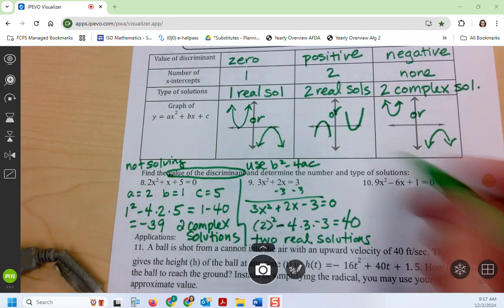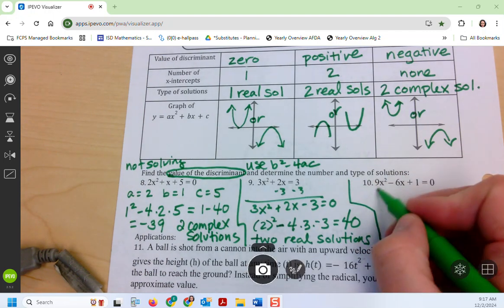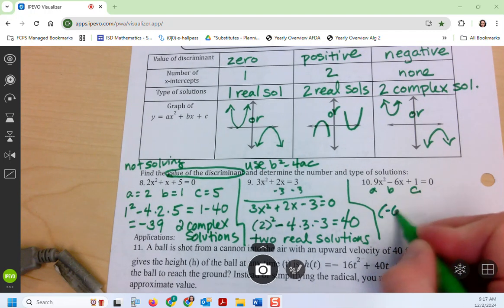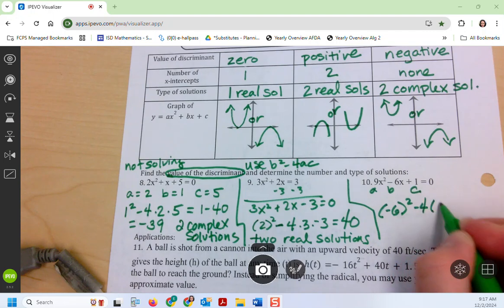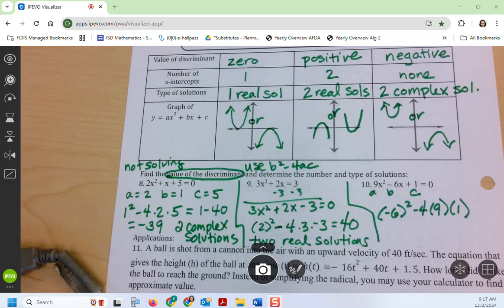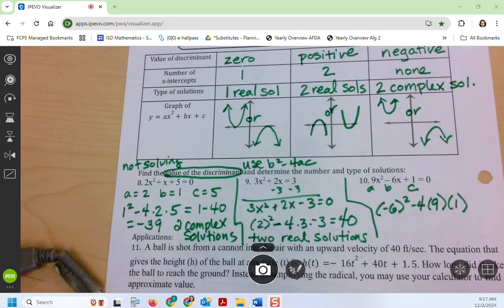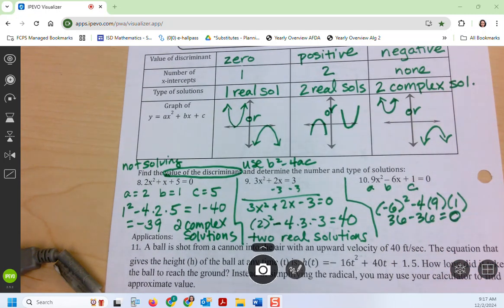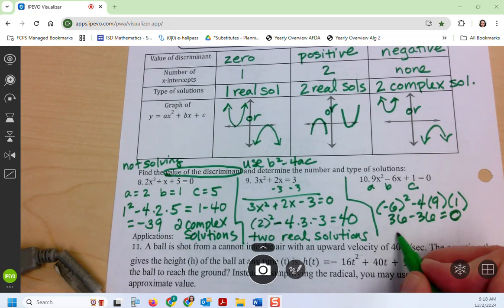All right, we'll do 10 together if you haven't already done it. So in 10, this is my a, my b, and my c. So b squared minus 4ac. All right, so negative 6 squared is 36. 4 times 9 times 1 is 36. So 36 minus 36 gives me a discriminant of 0. When your discriminant is 0, remember the plus and the minus? They do the same thing. Plus 0 and minus 0 gives you the same thing. So you just have one real solution.